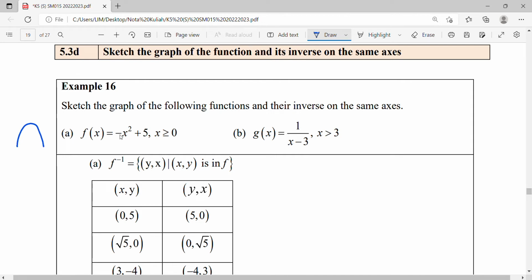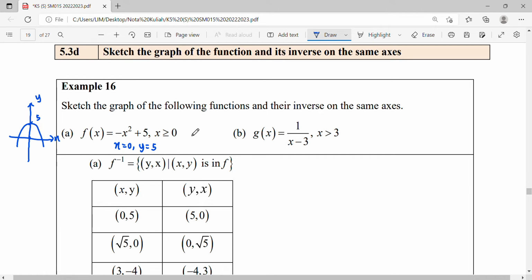Alright, then your maximum point is 5. Your x value, you're computing the square here, x without any value means x is 0, y is 5. So it intersects on your y-axis at 5 here. So the whole graph will be like this.